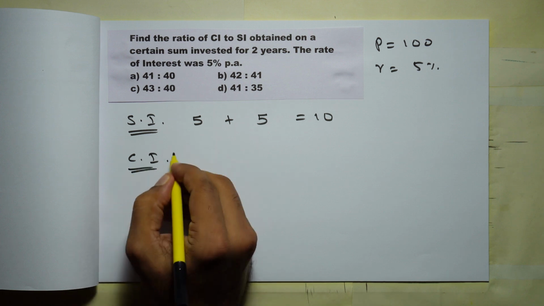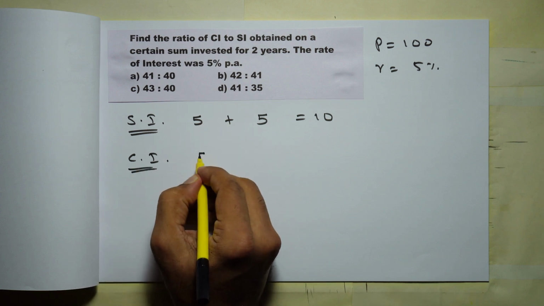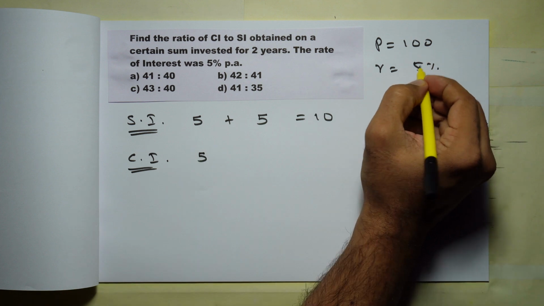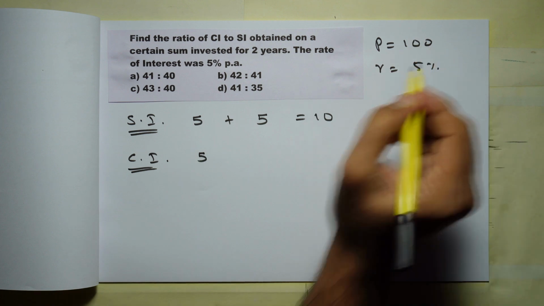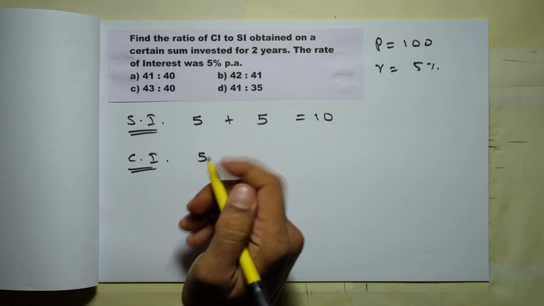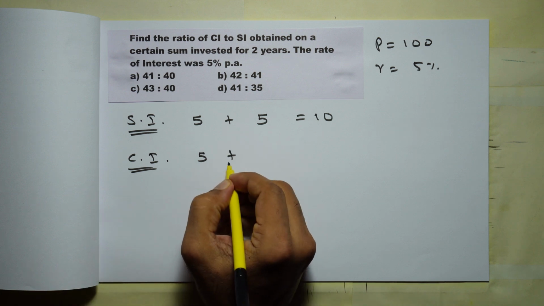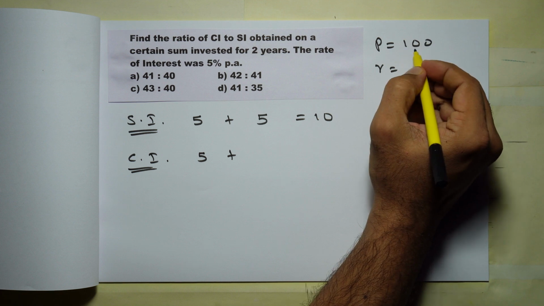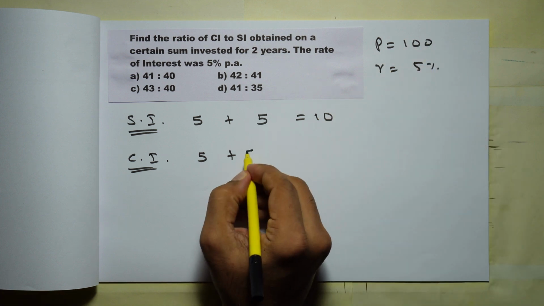First year's compound interest and first year simple interest will be same. That will be 5. That is R percent of principal. 5% of 100, you will get this 5. Now, let us calculate the compound interest for the second year. R percent of principal you will get. 5% of 100, you will get this 5.